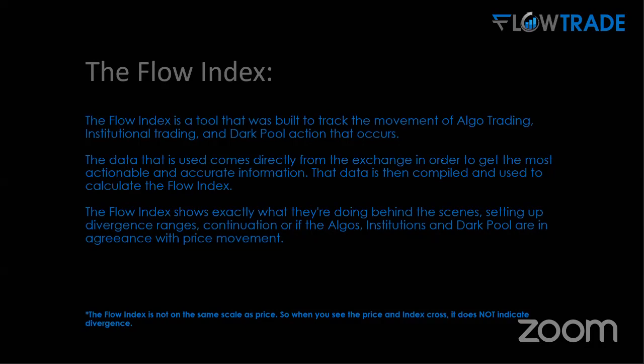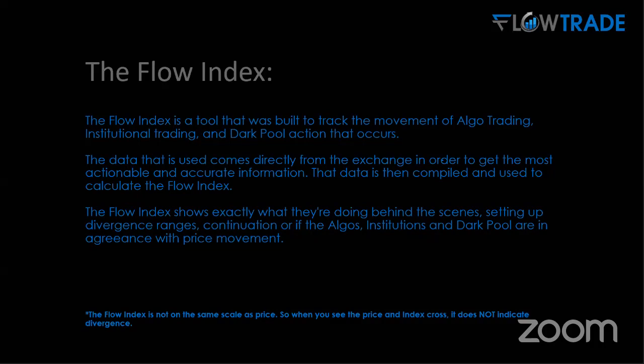That data comes directly from the exchange in order for us to give you the most actionable and accurate information. We take that data and we're able to separate when it's a normal trade versus a block trade versus a dark pool trade, and put it into the flow index and compile it onto the screen. So essentially, you're able to see what's going on behind the scenes. The flow index shows exactly what they're doing behind the scenes, setting up divergent ranges, continuation, or whether the algos, institutions, and dark pools are in agreement with the price movement.